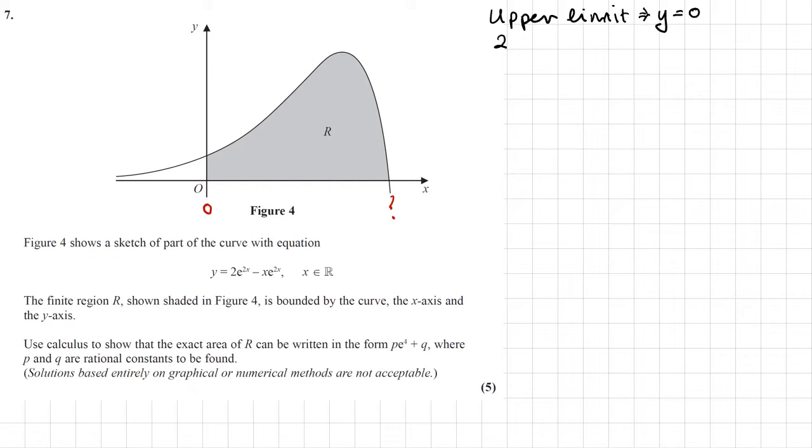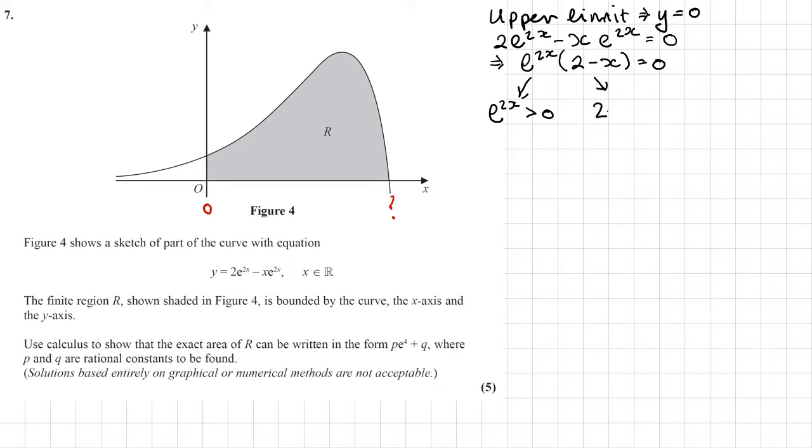So we take our equation 2e to the 2x minus x e to the 2x, and we make that equal to 0. We'll solve that by factorising, so I can take e to the 2x out, and that will leave me with 2 minus x is equal to 0. Now e to the 2x, or e to the anything, is always greater than 0, so that can't be equal to 0. So we take the 2 minus x equal to 0, and that will give me x is equal to 2. So that gives me that upper limit 2.